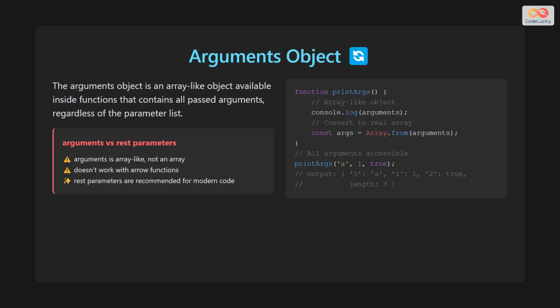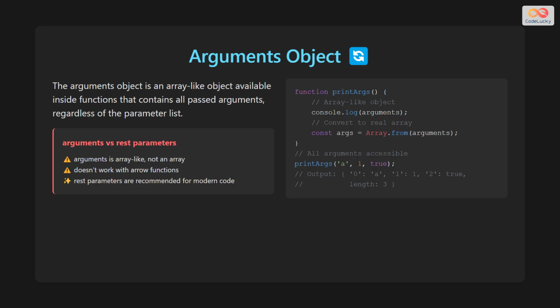The arguments object is an array-like object available inside functions. It contains all the arguments passed to the function, regardless of how many parameters were declared in the function definition. However, it's important to note that arguments is not a true array. It is an array-like object, which lacks some array methods. Additionally, arrow functions do not have their own arguments object.